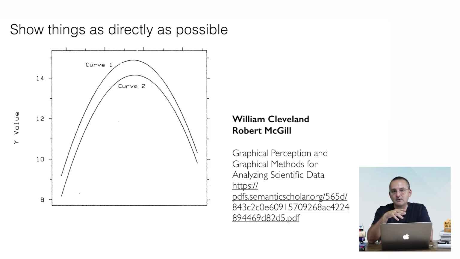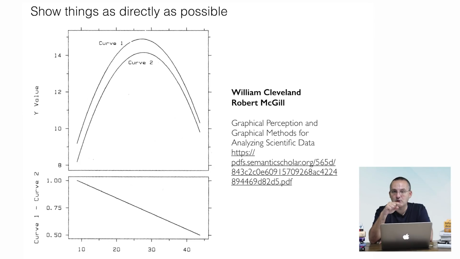This is a great example to illustrate this principle of show things as directly as possible according to the purpose of the graphic. If the purpose of the visualization is to show the difference between the two countries or the two curves, plot the difference. Don't plot each one of the curves separately, right? As you can see, the difference between those two curves or those two countries in my made-up example goes down, right? The difference shrinks a little bit between one country and another country.